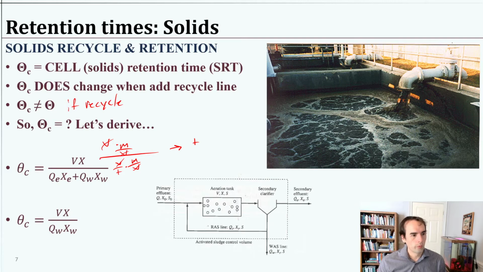Now, this is accounting for essentially the mass that exists within the reactor divided by essentially the rate at which mass is leaving the reactor. So we're looking at X inside the reactor, and we're dividing that by the flow in which it's leaving. Okay? So one thing you'll note here is that if we have a perfect clarifier, we said that this should be 0. And so our solids retention time becomes simply Vx divided by Qw xw.